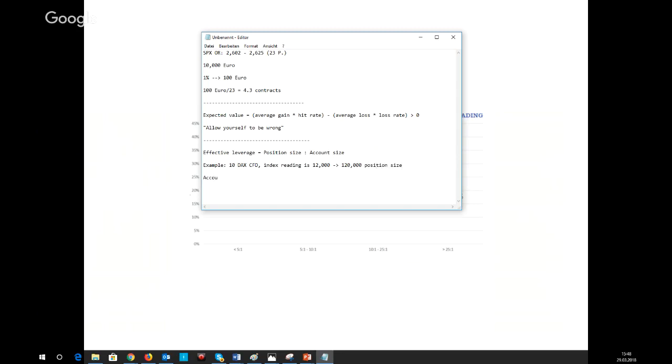And if the account size now is 10,000 euros, then you get an effective leverage of 120,000 to 10,000, which equals 12 to 1. There we go. So that's how you can calculate your effective leverage in each market compared to your account size.